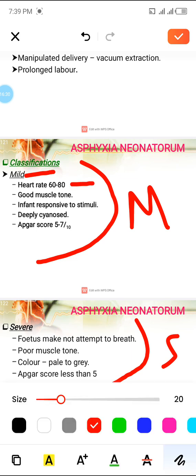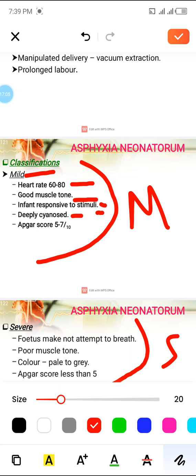Then also talk about there will be a good muscle tone. The baby might be asphyxiated, but they will have a good muscle tone because they only have a mild asphyxia. Then the infant will be responsive to stimulus or stimuli because it just has that mild asphyxia, so it will be responding and it will be active. Then it will be deeply cyanosed, meaning that it will appear blue. So it will be blue. If you give it oxygen, it will tend to turn pink.